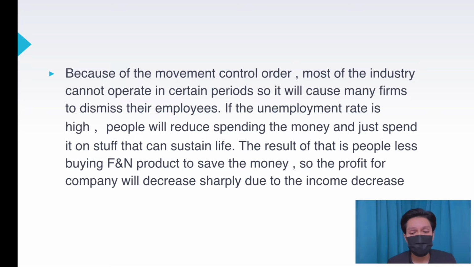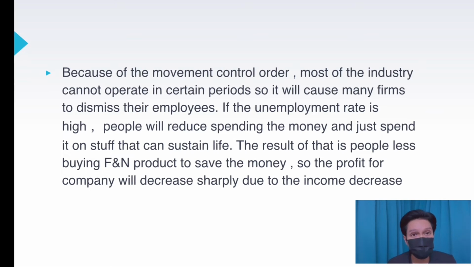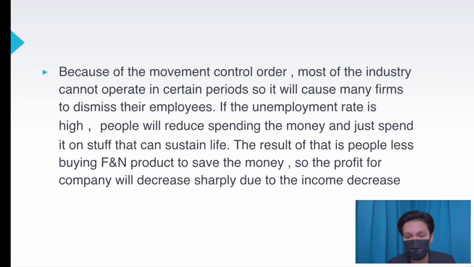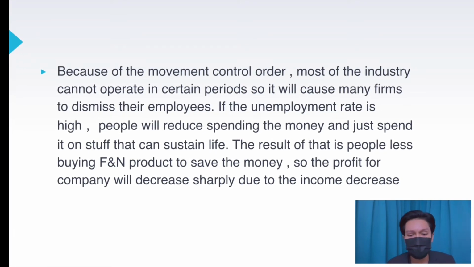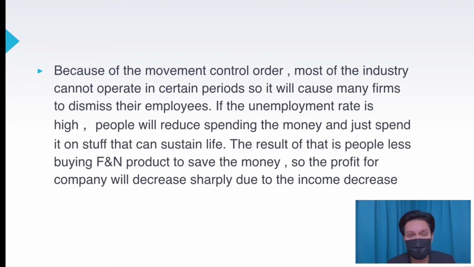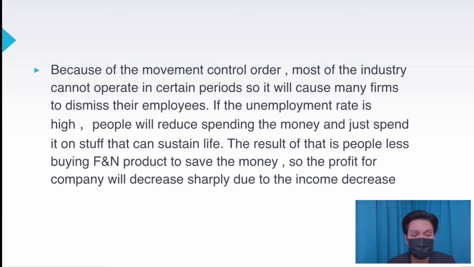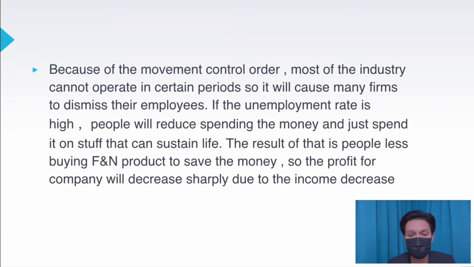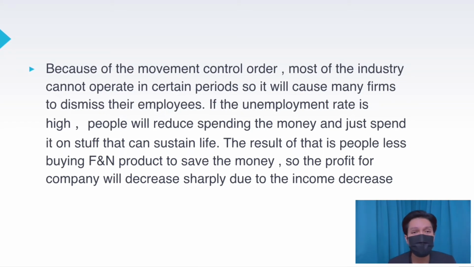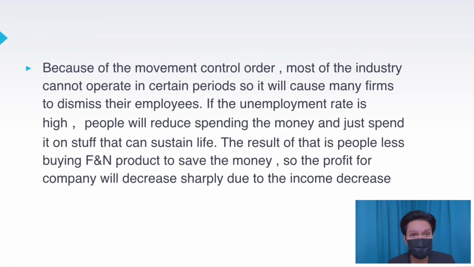Alright, so due to sales being impacted by the COVID-19 pandemic, because of the movement control order, most of the industry cannot operate certain products in certain periods. So it will cause many firms to dismiss their employees. If the unemployment rate is high, people will reduce spending and just spend on stuff that can sustain their life. The result is that people buy less F&N product to save money. So the profit for the company will decrease sharply due to the income decrease.